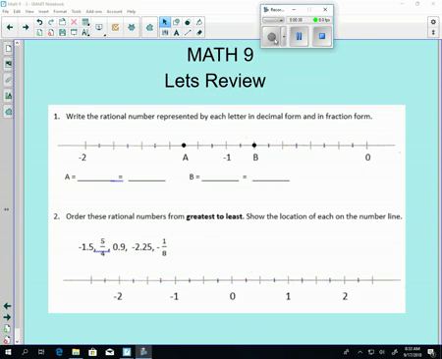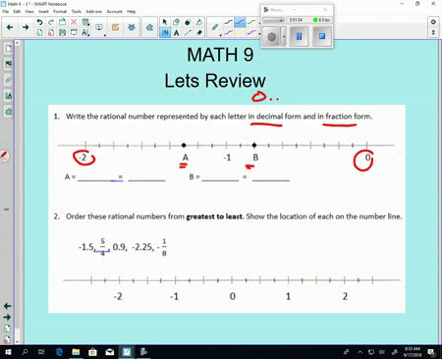So looking up at the screen, you can see that we have a number line. It goes from -2 up to 0. So everything on this number line is negative. We have two unknowns, A and B. And the first thing they ask us is to write the rational number represented by each letter in decimal form and in fraction form. So we want something with decimals, and we want something in fractions.